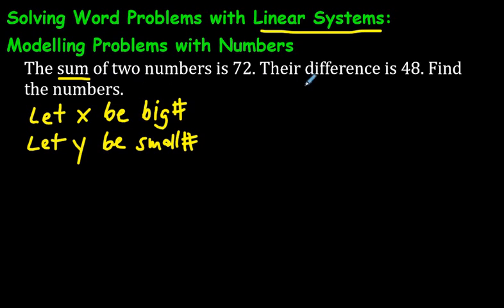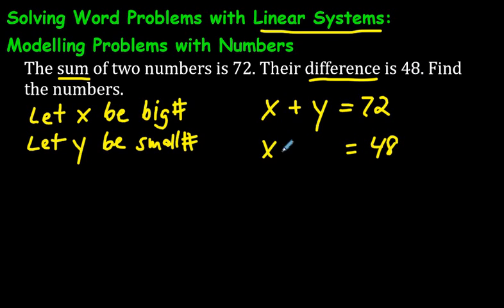So it says the sum of two numbers is 72. So x plus y is 72. And their difference, which means subtraction, is 48. That means x must be bigger than y. If x is bigger than y and we subtract, we get a positive answer here. So thank goodness we made x the bigger number and y the smaller number.